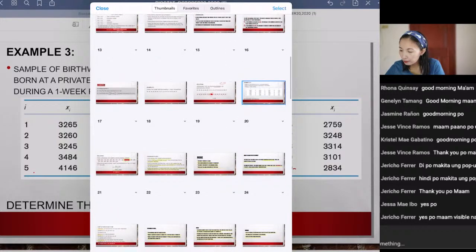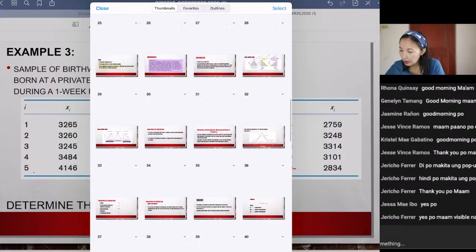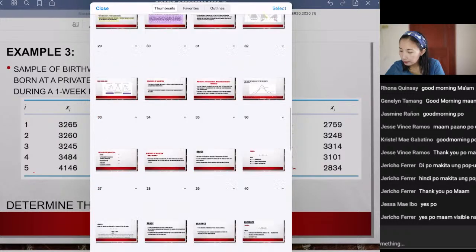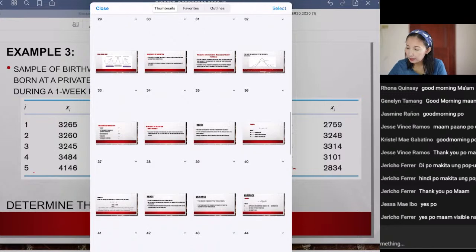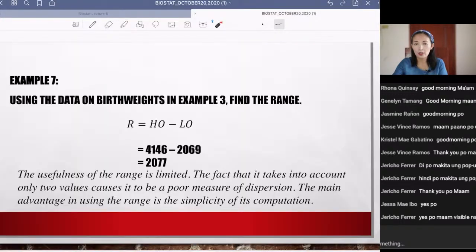Range. We're done with skewness. So the highest in the set of data is 4,146 and the lowest is 2069. And simply get the difference, it's 2077.